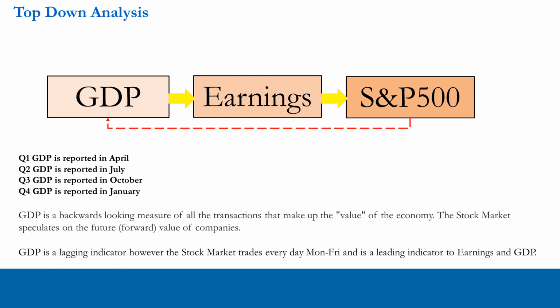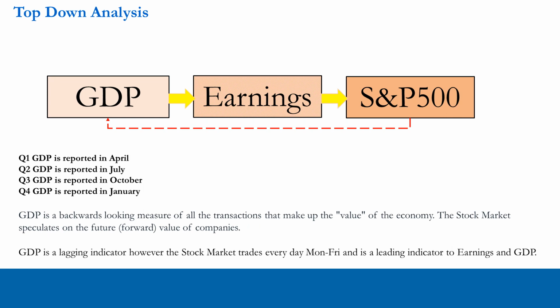So Q1 GDP, for example, and Q1 is January, February, March. Q1 GDP is reported in April. Q2 GDP is reported in July. Q3 GDP is reported in October. And Q4 GDP is reported in January. So, by its very definition, gross domestic product, GDP, is a backwards-looking measure of all the transactions that make up the entire value of the economy.